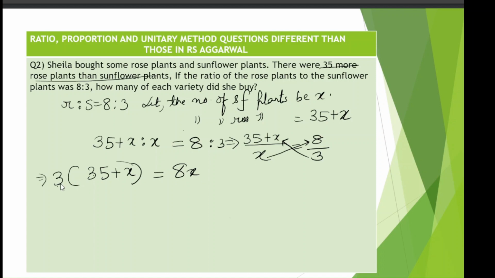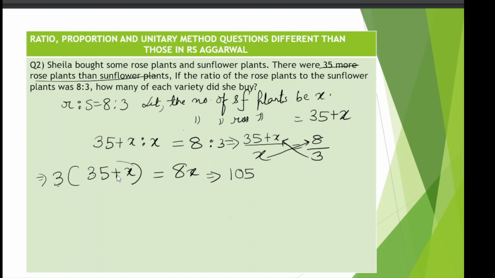Here is where many children make mistakes. When they take this 3 to the other side, they will either multiply with 35 or with x. No, you have to multiply with the whole of this algebraic expression. So 35 into 3 will be how much? 105, and then this 3 will also get multiplied with this. See, 3 into 35 is 105.